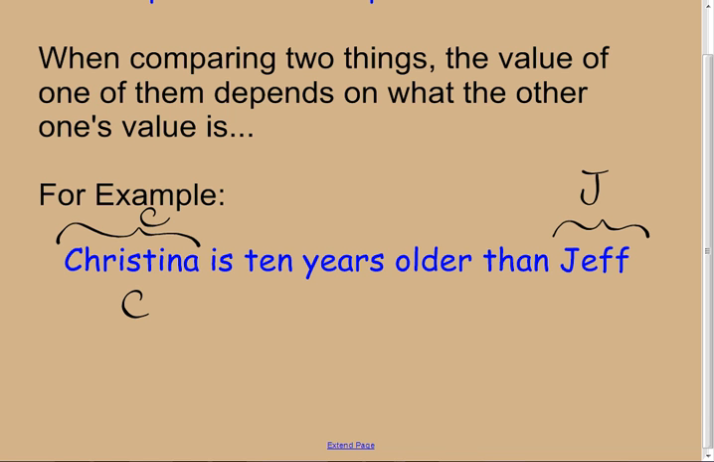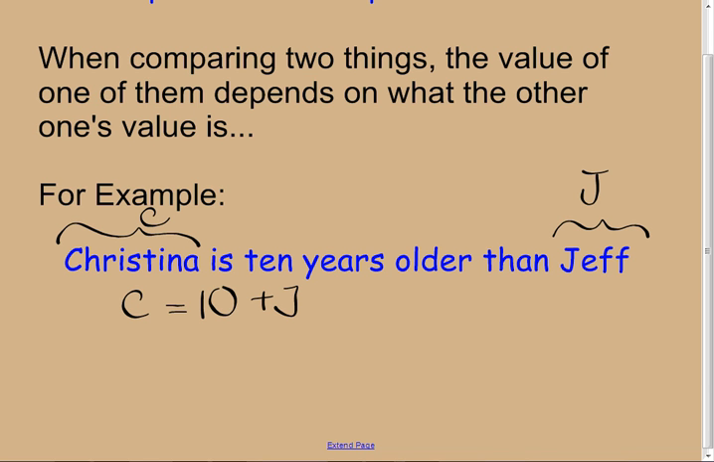C, what's "is"? Equals. 10 years older than. What operation is that? Once you hear, I'll give you plenty of time to work. Operation: 10 plus J. And then you go and you check your answers if we're not doing it together in class.